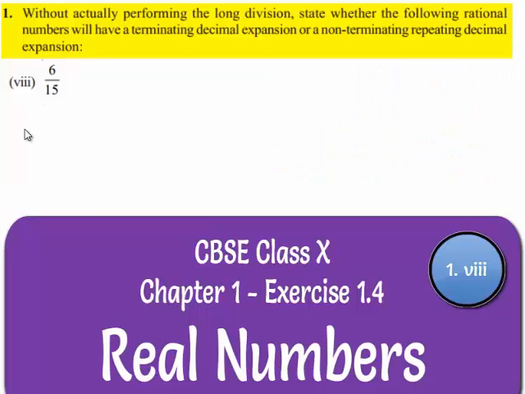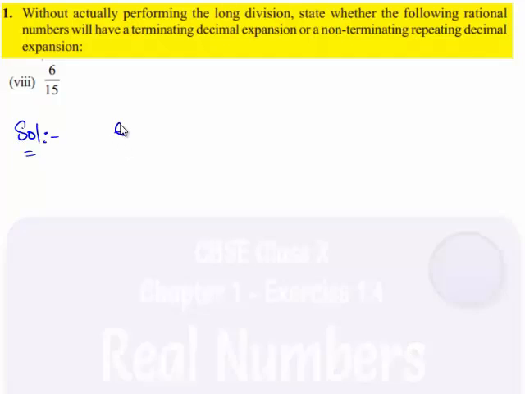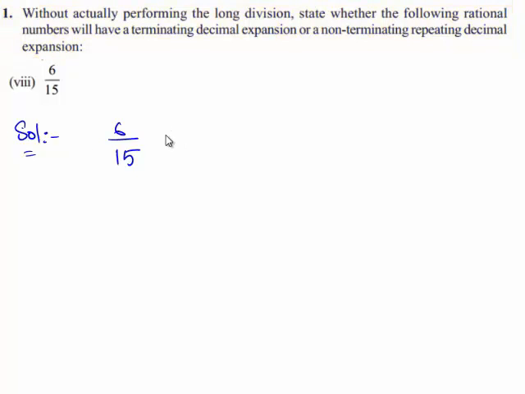Let us move on to the 8th bit of the question. So the given rational number is 6 upon 15. Here we need to check whether the given rational number has terminating decimal expansion or a non-terminating repeating decimal expansion. For that, first we shall simplify the given rational number. Since 6 and 15 are multiples of 3, we have 6 by 15 is equal to 2 by 5.